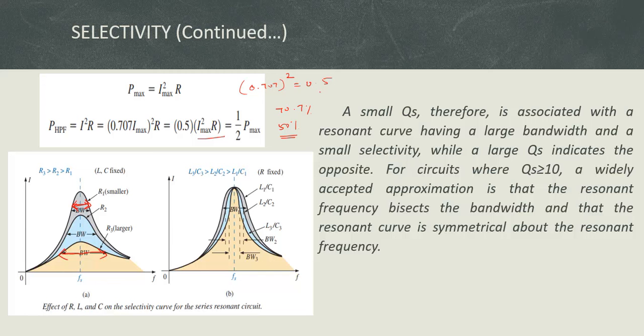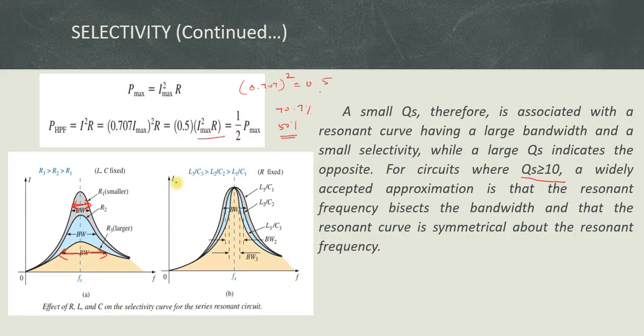So whenever the quality factor is very small, automatically the bandwidth is increased, so the selectivity is somewhat reduced, so small selectivity is there. Suppose I choose a coil whose quality factor is as high as possible, consider it greater than or equal to 10, which is widely used approximately, then the selectivity of the curve should be improved.